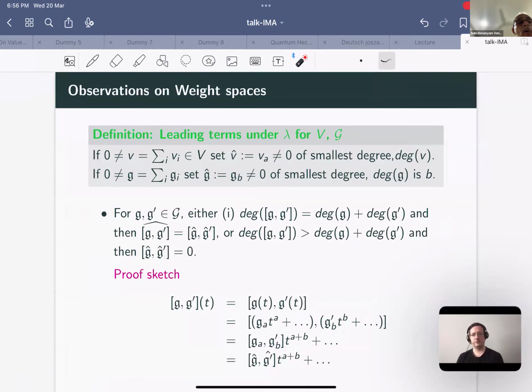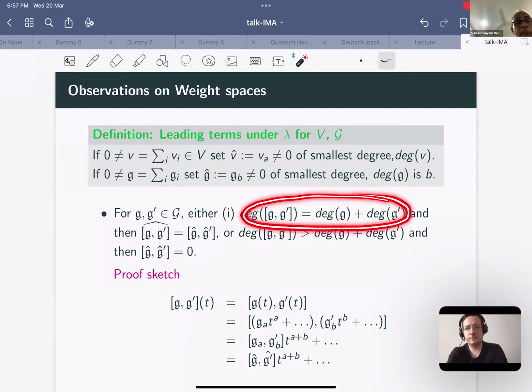So now, given any vector V in my vector space, it has this weight decomposition. I can talk of the smallest weight that appears in the decomposition. I call that the degree of V. Likewise, for any element in the Lie algebra, I can talk of the smallest weight that appears. Then what one can show is that if I look at the bracket g, g prime, the degree of this is the sum of the degrees of g and g prime.